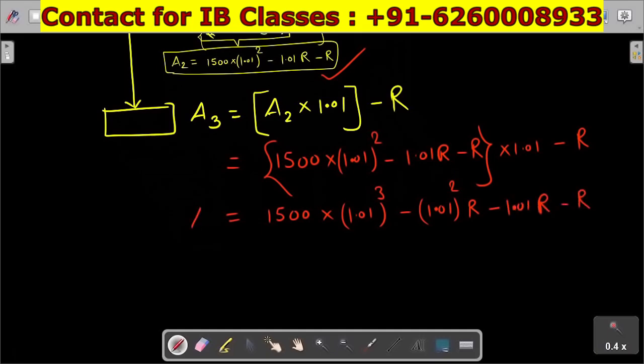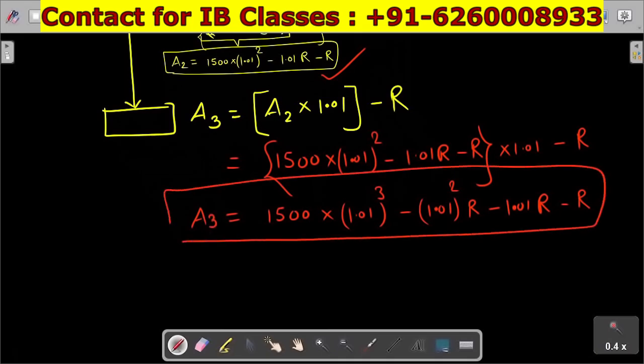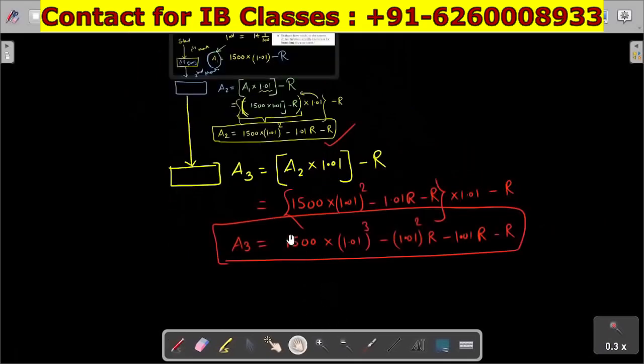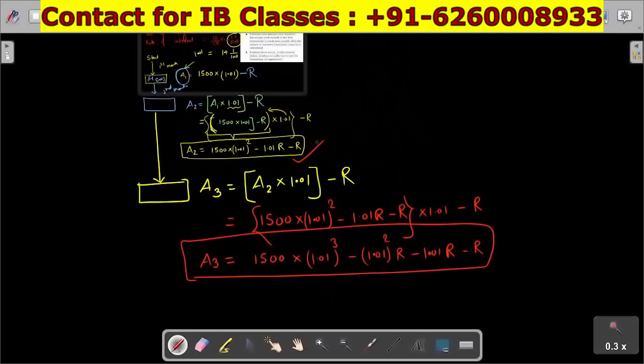So this is the total due amount after the third payment. Now please observe some pattern. Is there any pattern going on? Yes, there is a pattern going on. If you watch your A2 expression, A3 expression, A1 expression, you will observe a pattern, right?